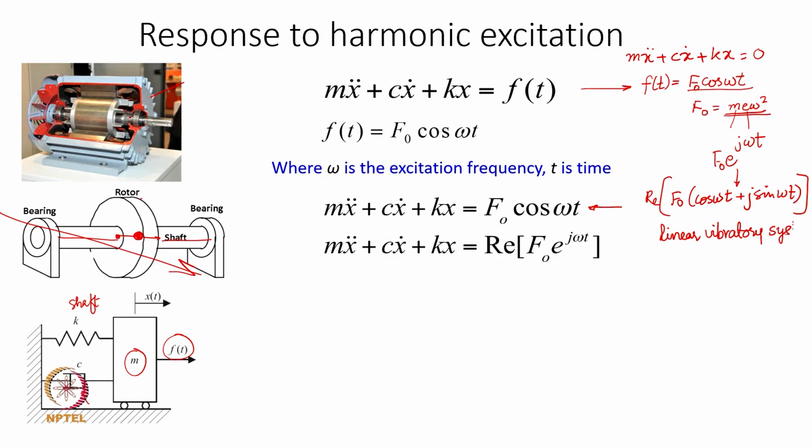So, a linear vibratory system has a property that if you excite it with a force having a period capital T, the response is expected to be at the same period of oscillation, right. So, when the excitation force f of t has a repetition rate and frequency omega, then your response x of t will also have the response given by omega.